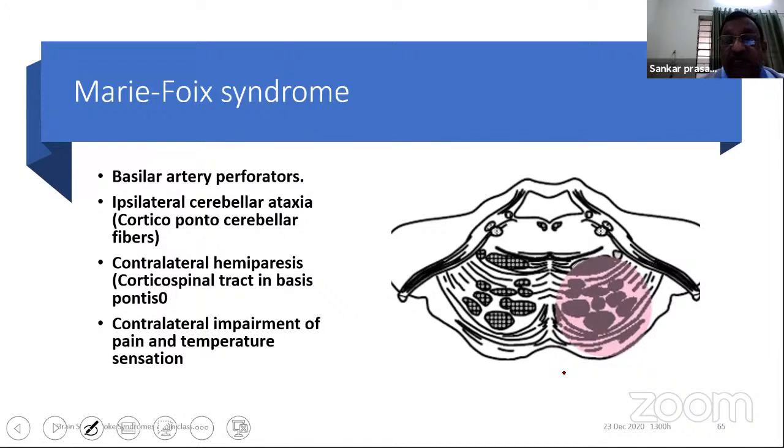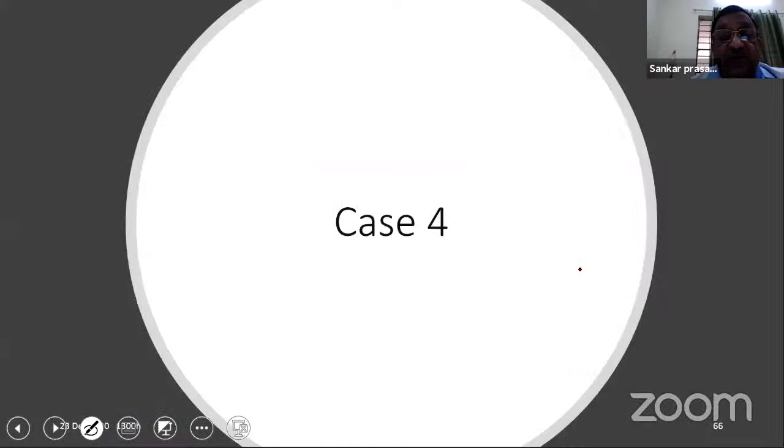Marie-Foix syndrome. Here, the basilar artery perforators again are involved. Ipsilateral cerebellar ataxia because of corticopontocerebellar fibers from the cerebral cortex to the pons. What we call corticopontocerebellar or dentatorubrothalamo-cortical fibers. That is the circuit. Contralateral hemiparesis because of the corticospinal tract in the basis pontis. Contralateral impairment of pain and temperature sensations because there is involvement of the medial lemniscus also.